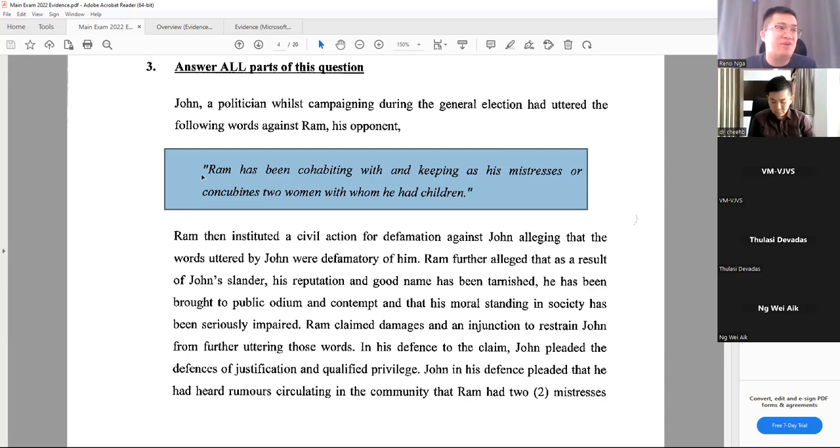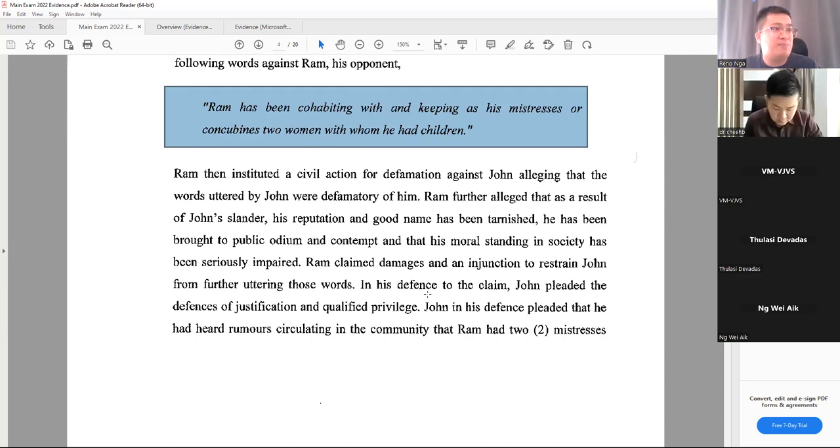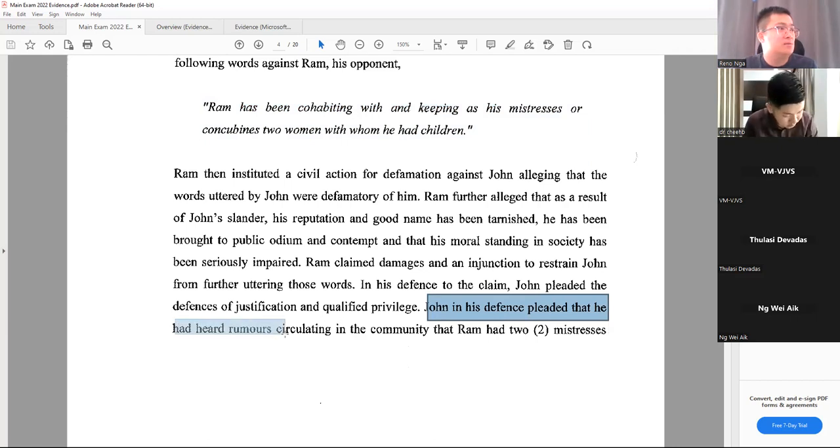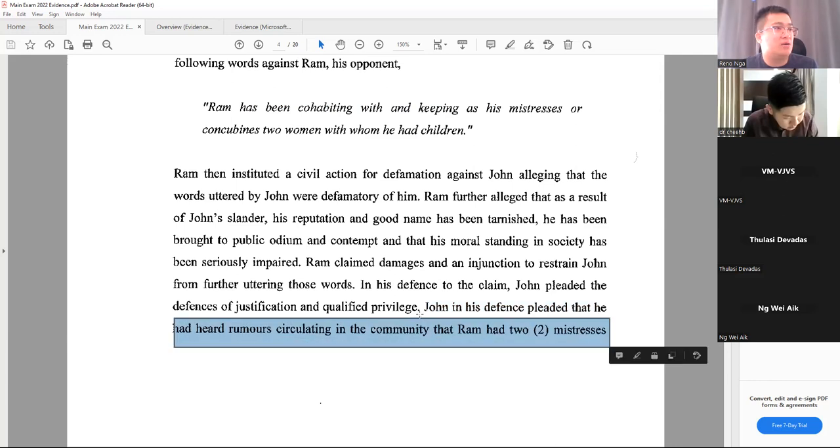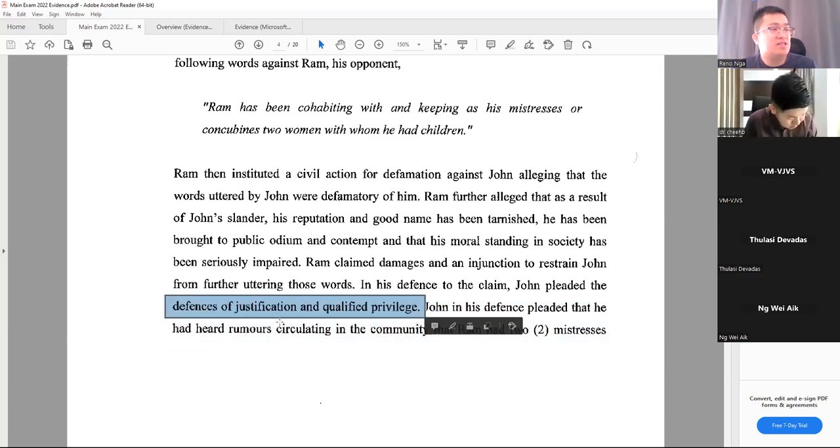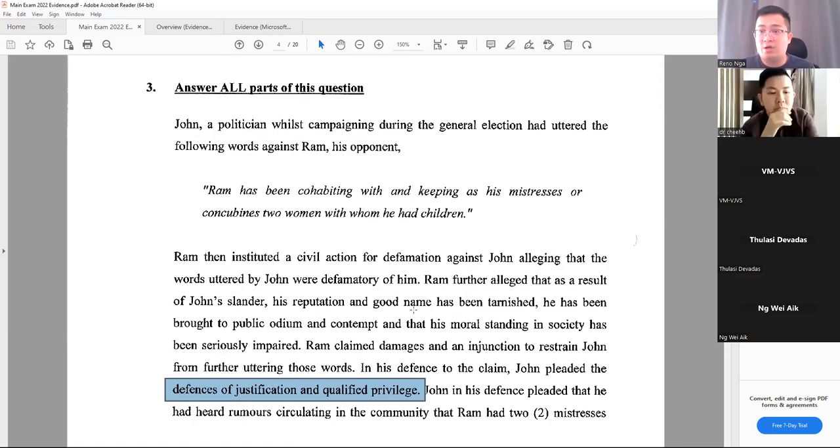Okay, then we go to the defendant part, which is John. John pleads his defense. He heard the rumor circulating in the committee. This is number one. And number two, justification and qualified privilege. So what does it mean? It means that I am saying something, but I am immune from being sued by somebody. That is qualified privilege. I think he says that because he is a YB. YBs do enjoy certain privileges. I don't know whether you guys know or not, but whatever they say in the parliament hall, they cannot be sued for defamation because they have immunity there. So I think he is trying to say this.